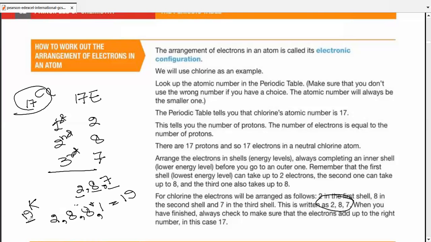19, the atomic number. So the electronic configuration and atomic number confirm each other, in such a way that the addition of the numbers in the electronic configuration adds up to the atomic number of the element you are working on. This is more like a check of your own work. You can check whether you are working it correctly or not. Clear now? Okay. Let's move on.